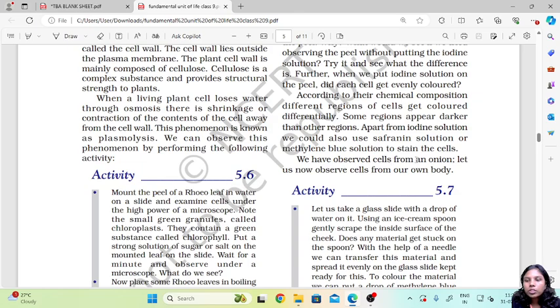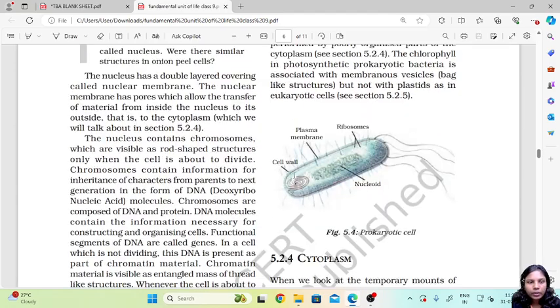So we have observed cells from an onion. Now let us observe cells from our own body. The nucleus has a double layered covering called a nuclear membrane. So the first thing is that the nucleus has an outer membrane for itself, a double layered covering, and that is known as the nuclear membrane.